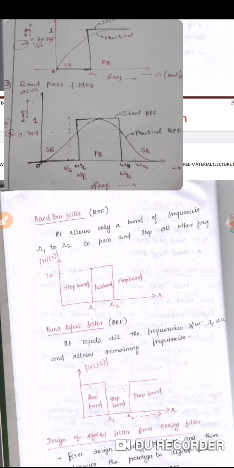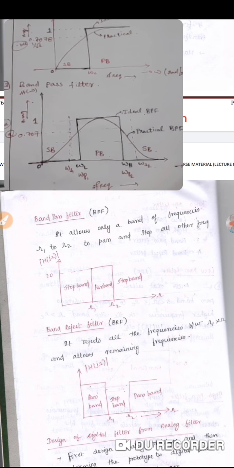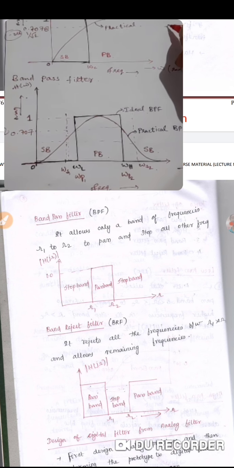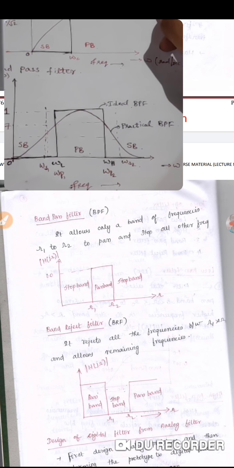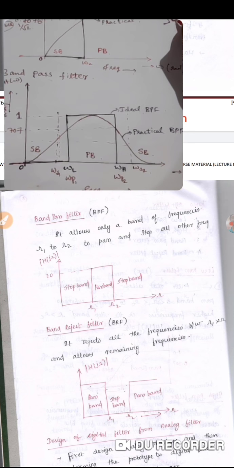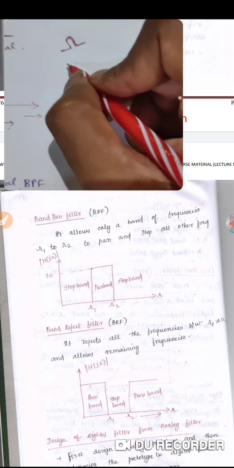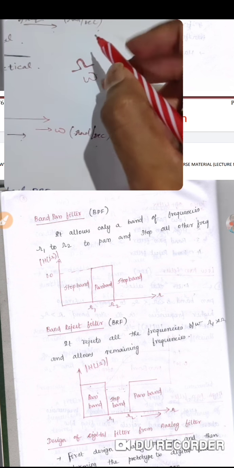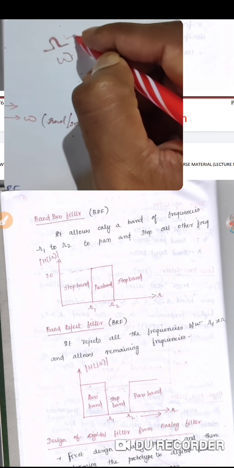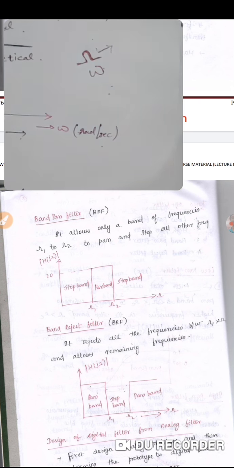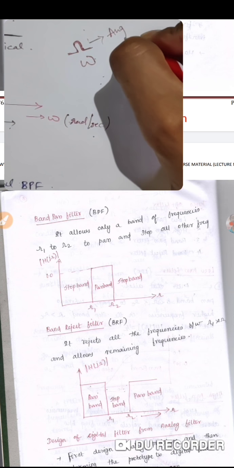Before designing the filters, we need to know that there are two representations of omega. One is the Greek omega, and another one is capital W. These two are the representations of omega, and the first one represents the analog filters.